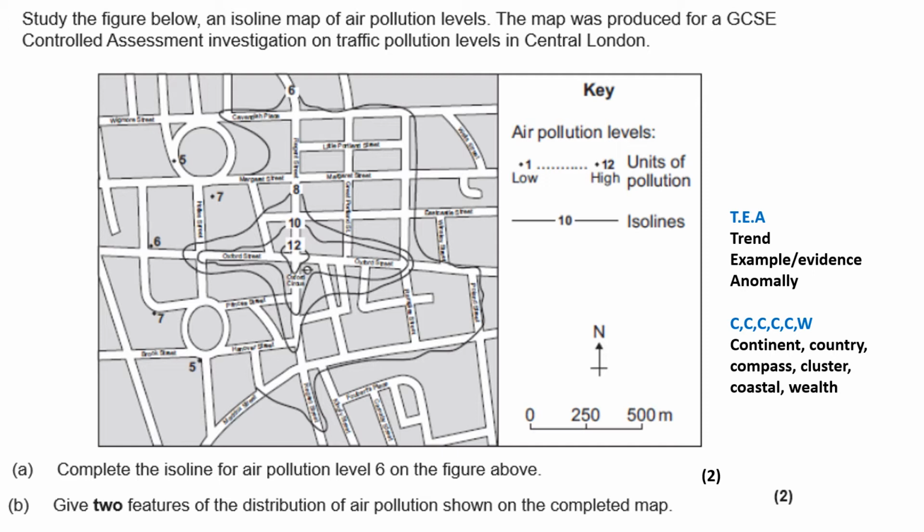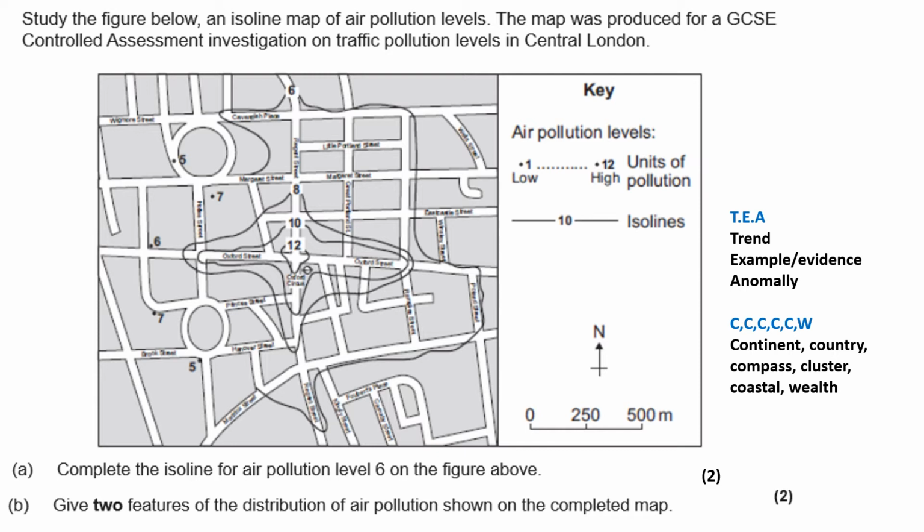Question A. Complete the ISO line for air pollution level 6 on the figure above. Now, this is a question that you can't do, but you need to have done it for the next question. So what I'm going to do is I'm going to do this question for you. You don't need to do this one. We're going to assess you on the others.